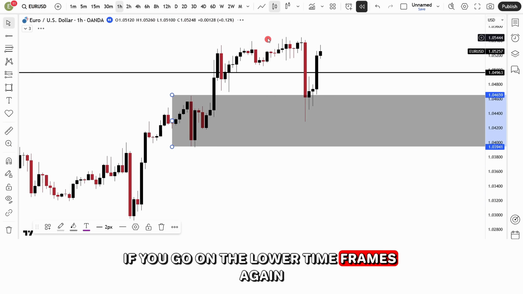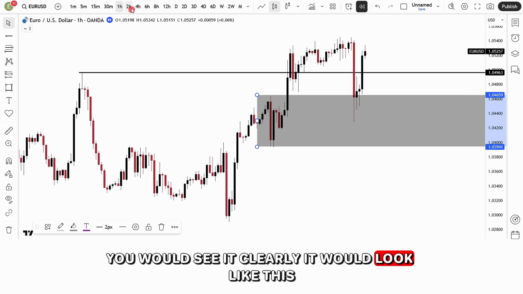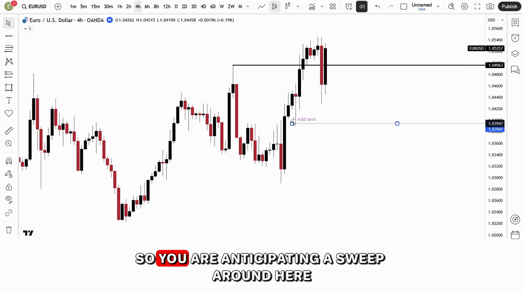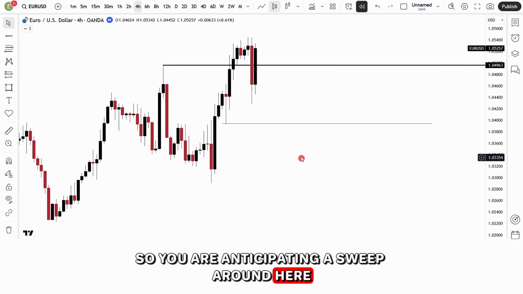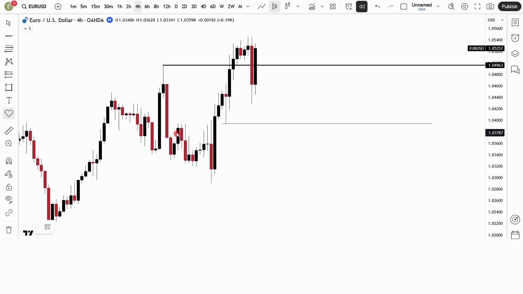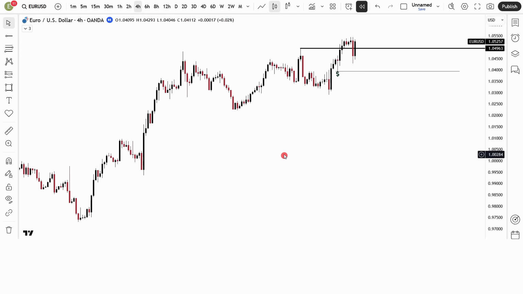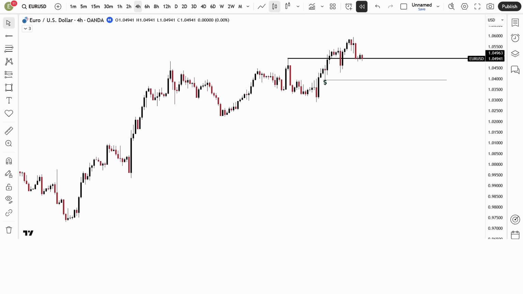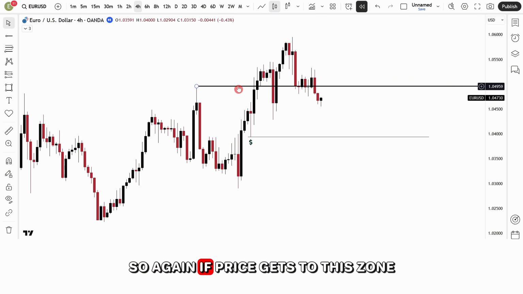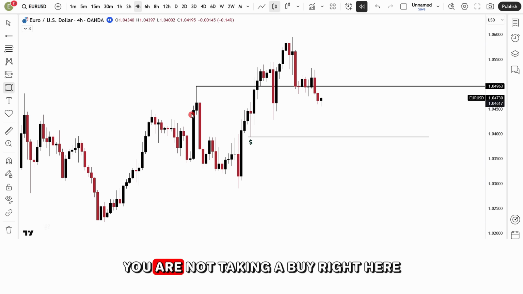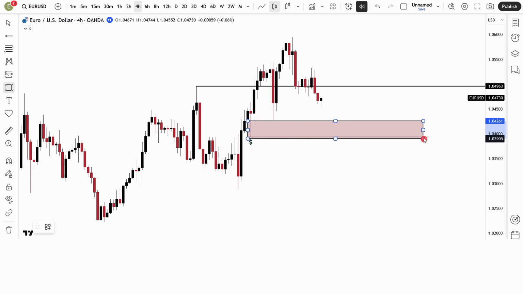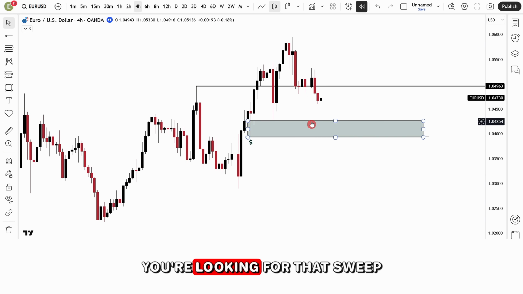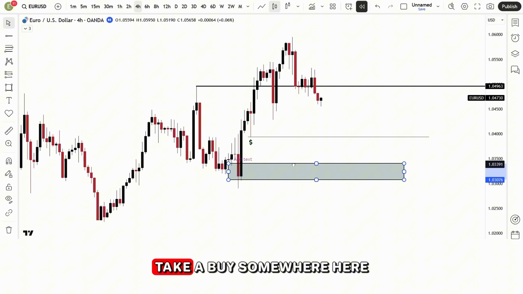If you go on the lower time frames again, you would see it clearly. It would look like this. And your inducement is right beneath that. So you are anticipating a sweep around here. So again, if price gets to this zone, you are not taking a buy right here. You're looking for that sweep. And if you are looking to take a buy somewhere here.